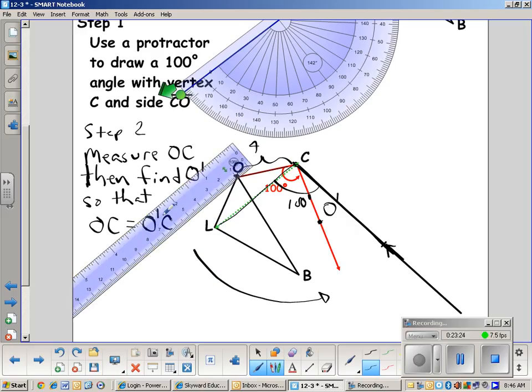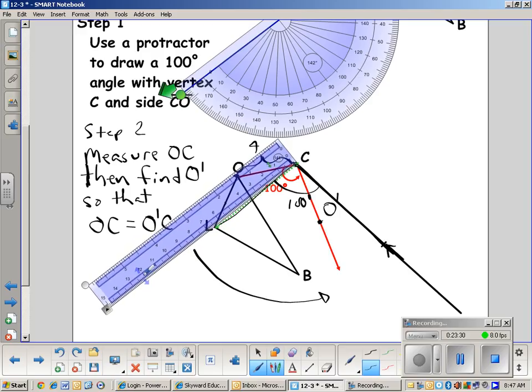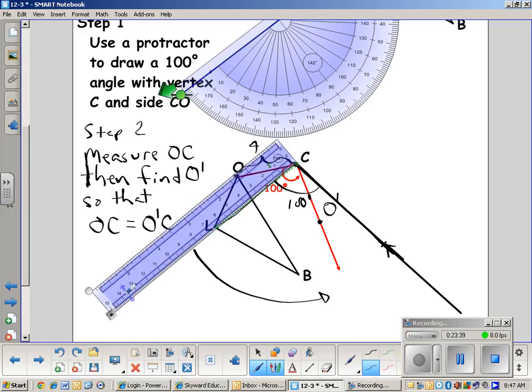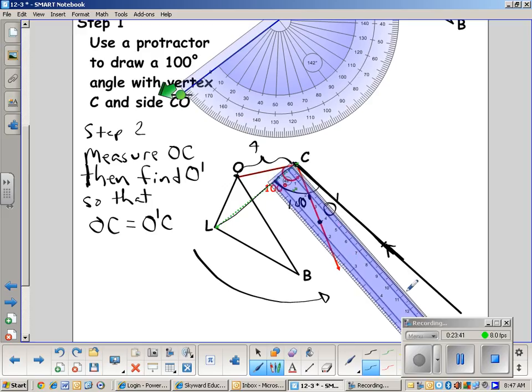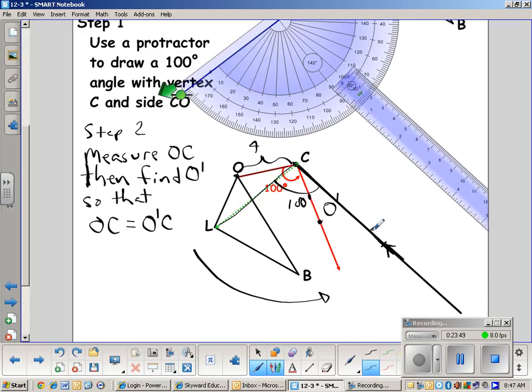I'm going to measure that. So put our ruler on C and measure the distance to L. I want to ask Emily to read that for me. It's about 6.5. Okay? So when I rotate that over to here, I want to measure about 6.5, which is right in there. And so my point right here becomes L prime.